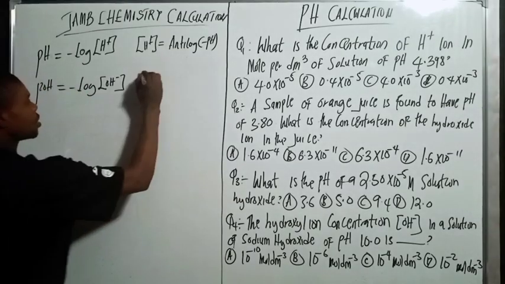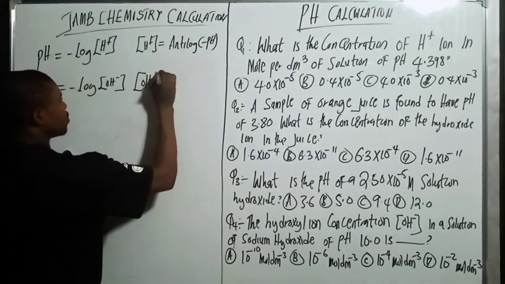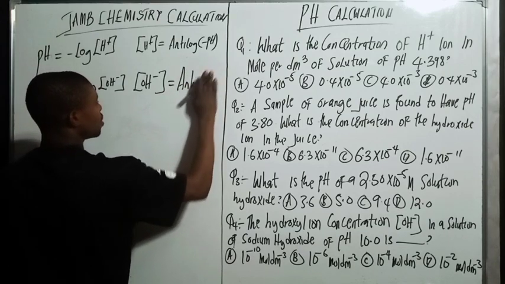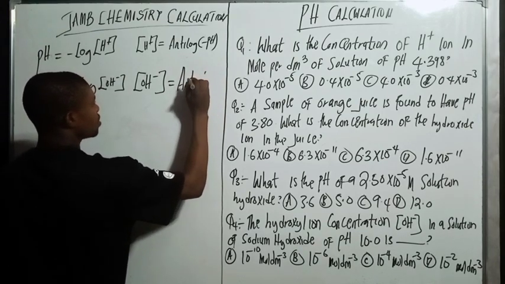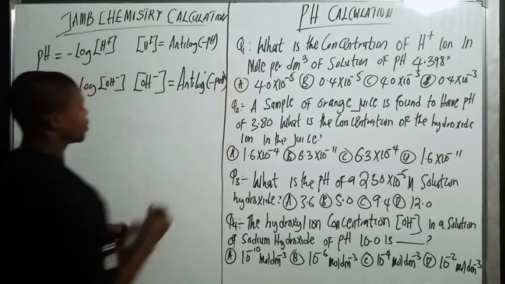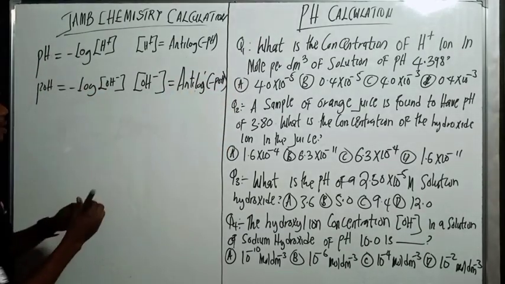Now you're going to do OH minus is equal to antilog minus pOH. Do you understand? So this is your formula here.